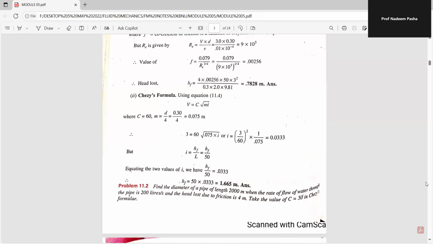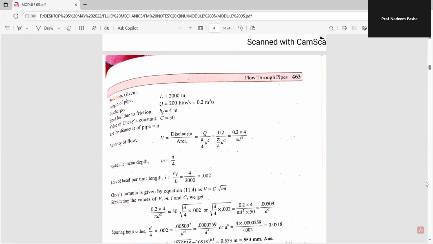Now we will solve one more problem in which it is given as find the diameter of a pipe of length 2000 meter when the rate of flow of water through the pipe is 200 liter per second and the head loss due to friction is 4 meter. Take the value of C equal to 50 in Chezy's constant. What we are assuming? L, length of pipe, we are assuming as 2000 meter. Discharge Q we are assuming as 200 liters per second or 0.2 meter cube per second. Head loss due to friction HF equal to 4 meter. So the value of Chezy's constant C is equal to 50.